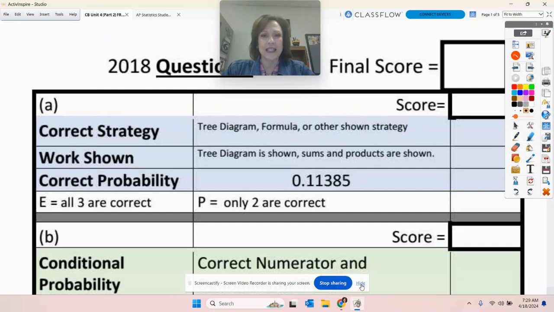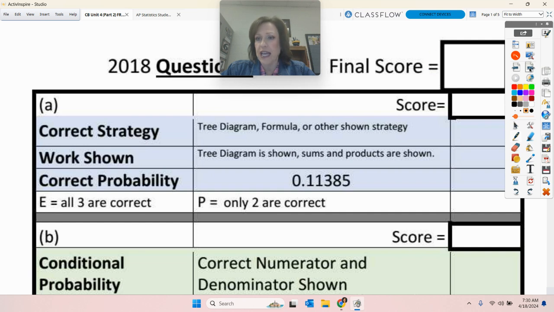Hey, let's do this. It's College Board. It's still Unit 4 because this is a large unit on probability. And so this is still Unit 4, but Part 2, because I've done two weeks' worth of this. So the first one we're going to do is 2018, problem number 3.